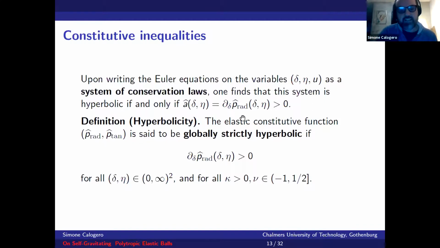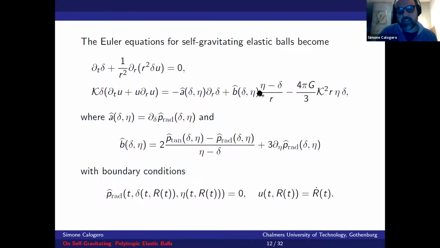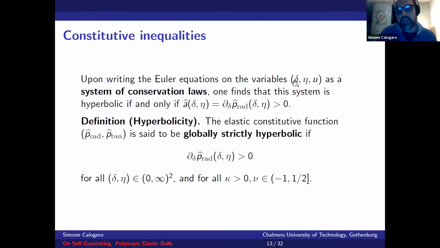So you can rewrite this Euler equation here as a system in terms of delta, eta, u, as a system of conservation laws. And then you find that the condition for this system to be hyperbolic is that the derivative of the radial pressure with respect to the density should be positive, which of course is satisfied in the case of polytropic fluids in the interior of the body. But now I'm going to require it also in the generalization of the polytropic fluid to the elastic case that I'm looking for. I want this condition also to be satisfied.